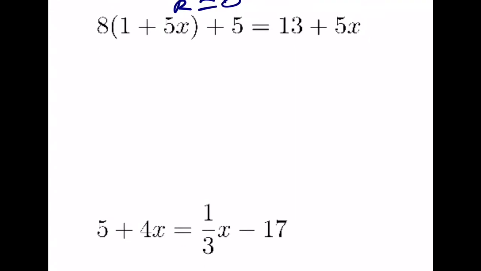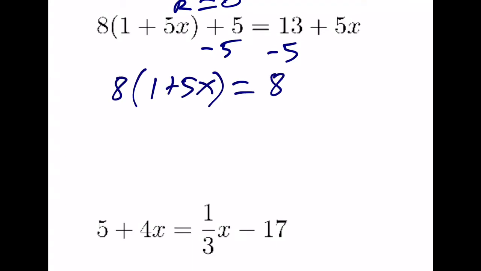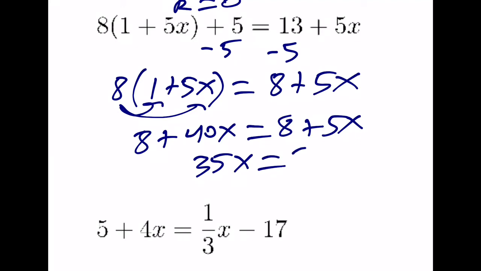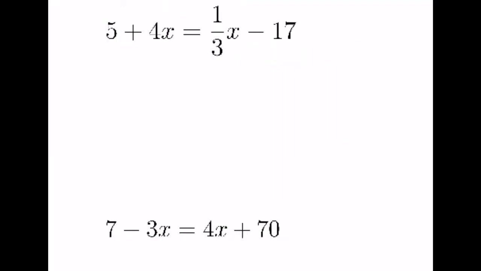The next problem, we can subtract 5 from both sides, and we're left with 8 times the quantity 1 plus 5x is equal to 8 plus 5x. So if I distribute this, I actually end up with 8 plus 40x is equal to 8 plus 5x. So I can move the x's to the left, and I'll be left with 35x, and on the right I have 0 when I subtract 8, so x is 0.